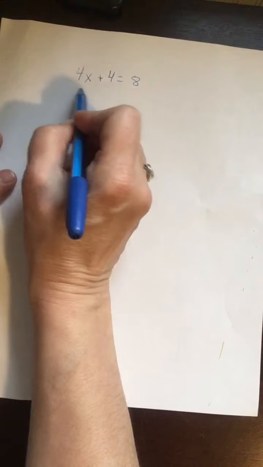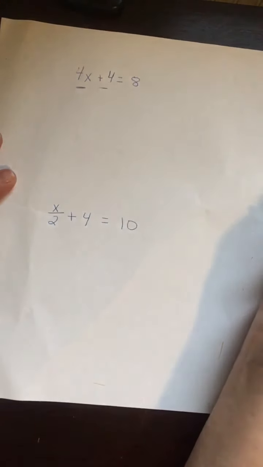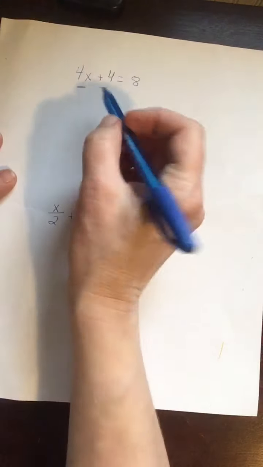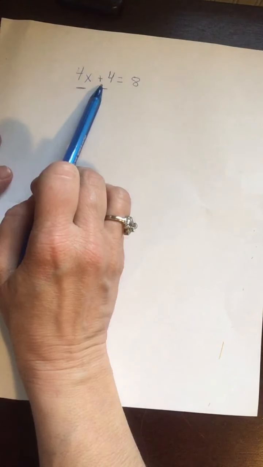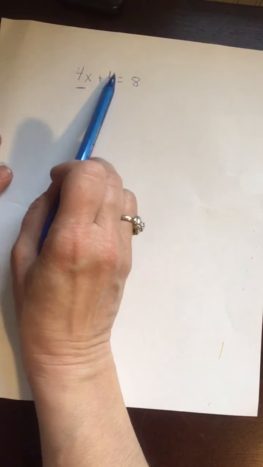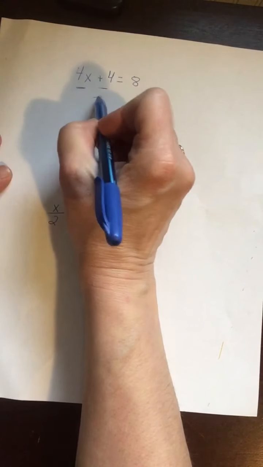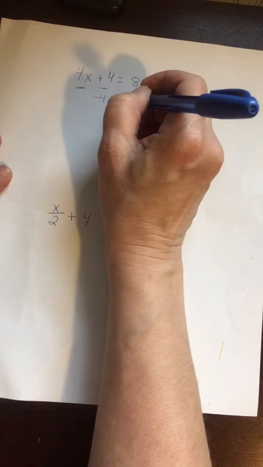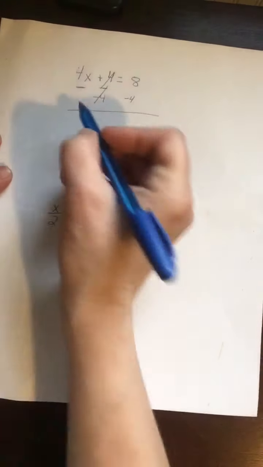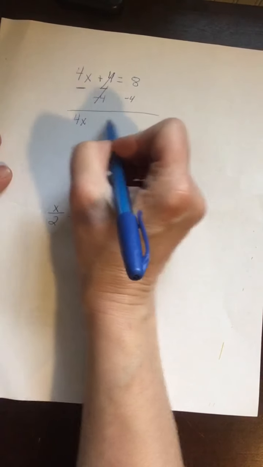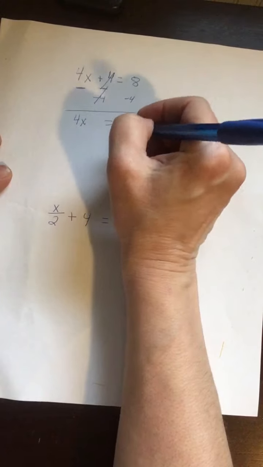So the first one is 4x plus 4 equals 8. And so we recognize this one is multiplication and we recognize this is addition. So now we have to undo those problems. When you have multiplication and addition, it is easier to undo the addition first. The opposite of adding 4 is taking 4 away. So I'm going to take 4 away from both sides. So that crosses off. I'm left with just 4x equals 8 minus 4, which gives me 4.